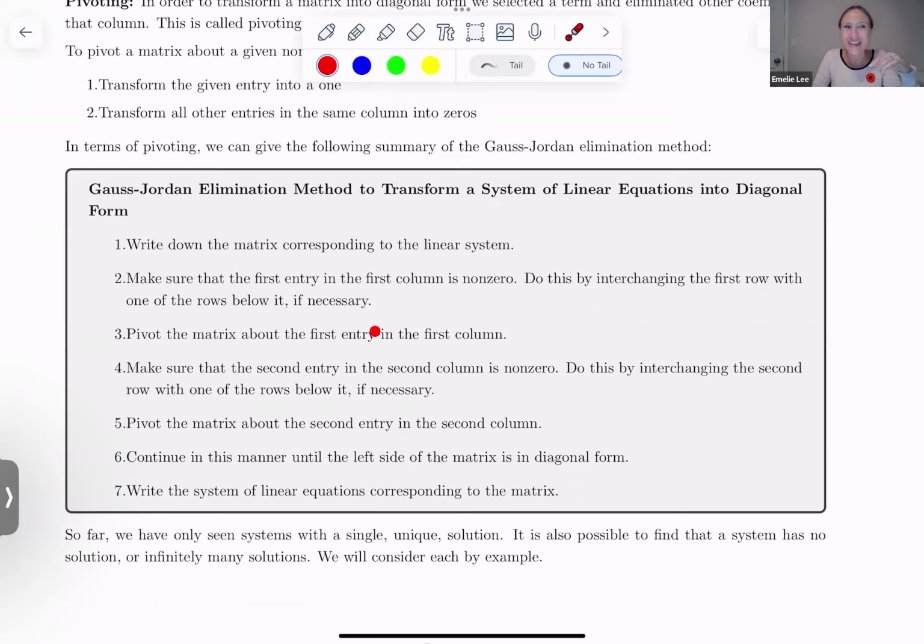Or maybe there's an easier row to use as your first row. If you have a coefficient of 1 somewhere, usually I float that to the top. Less work. And then you pivot the matrix around that first entry, and then you move on to the second column. Make sure it's non-zero so you have something to work with, and then you pivot around those, and you keep going until you have everything in diagonal form.